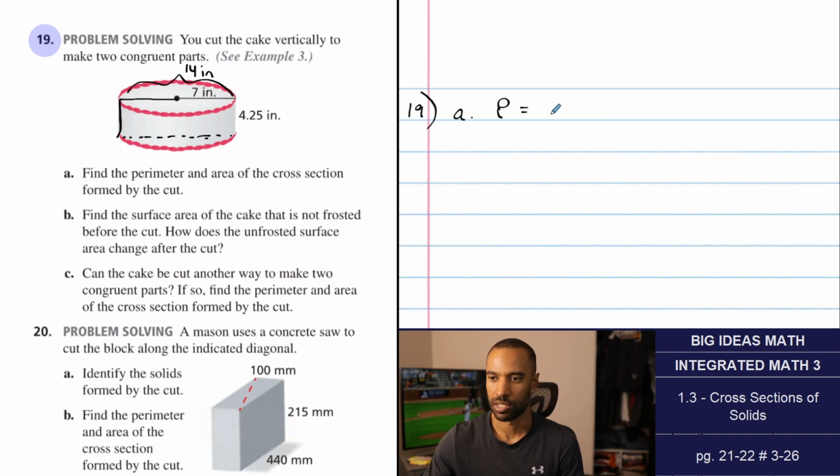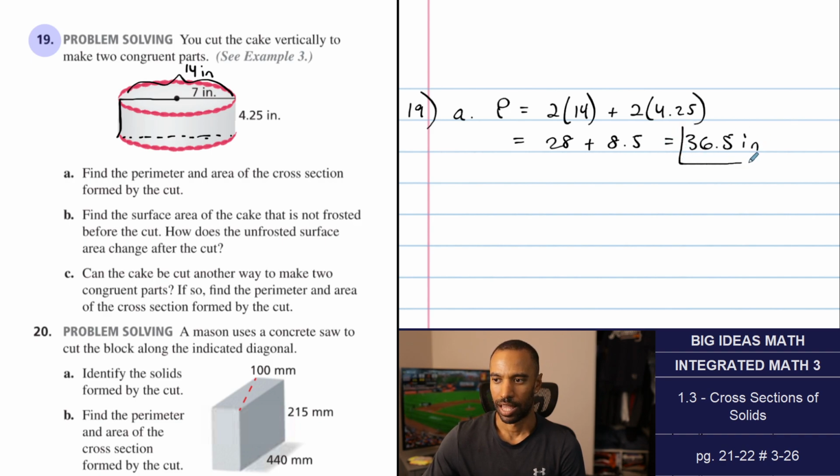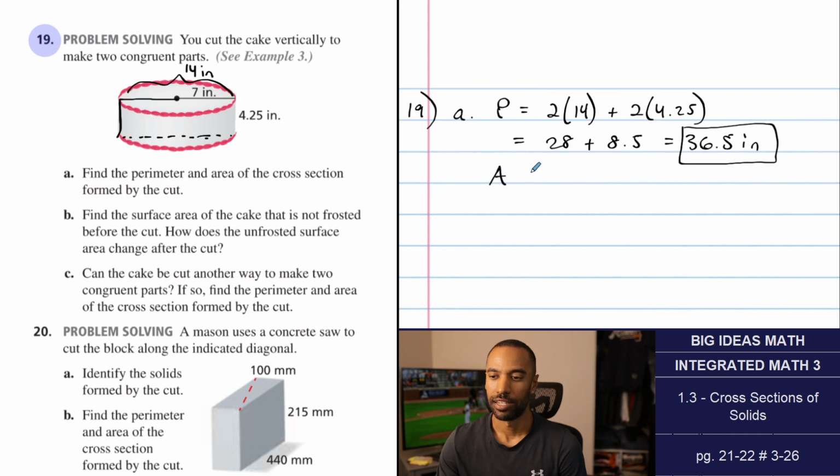These are both set in inches. 2 14s plus 2 4.25s, which is 28 plus 8.5, which is 36.5 inches. That's a big cross section of cake. Area is going to be just length times width. So we have just the 14 times the 4.25.